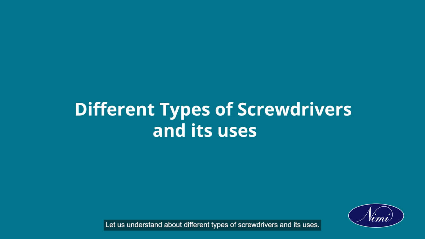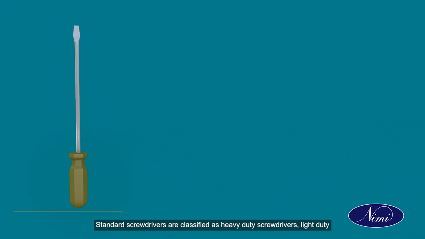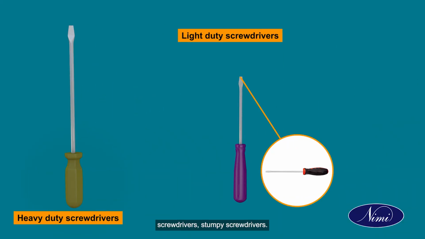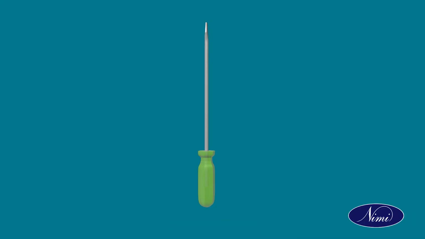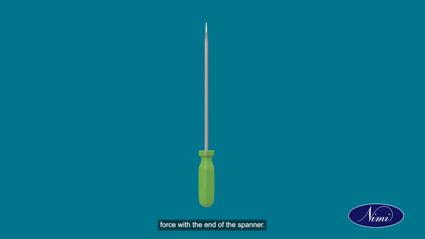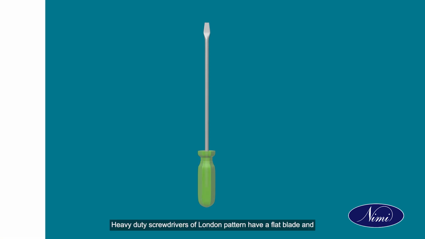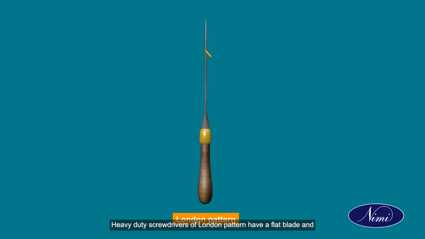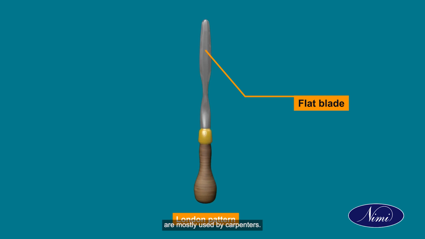Let us understand about different types of screwdrivers and its uses. Standard screwdrivers. Standard screwdrivers are classified as heavy duty screwdrivers, light duty screwdrivers, stumpy screwdrivers. Heavy duty screwdrivers. This screwdriver has a square blade for applying extra twisting force with the end of the spanner. Heavy duty screwdrivers of London pattern have a flat blade and are mostly used by carpenters.